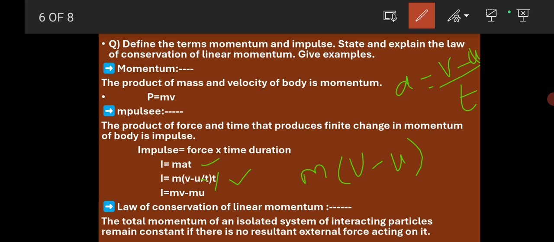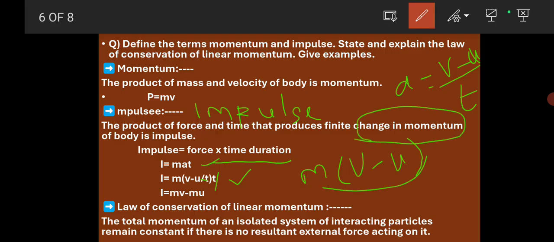Right? What we said? This impulse, you just correct the spelling mistake, impulse. What I said? Impulse is the product of force and time that produces finite change in momentum. So this is the change in momentum, no? mv minus mu. Right? Now next, law of conservation of linear momentum.